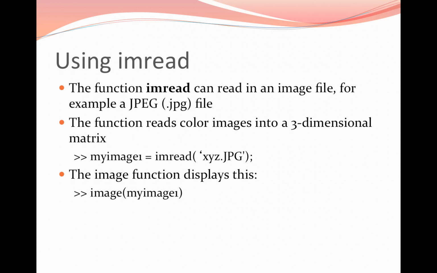You probably want to make sure you suppress that output with a semicolon because the image matrix is going to be quite large. You can use the size function to display the actual number of pixels that you have. And then you can pass that image matrix to the image function in order to display it.